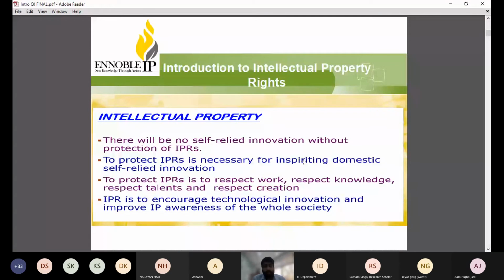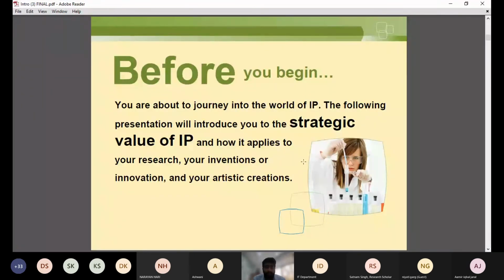And also IP awareness is very much a must in India. If you go out, maybe 1 out of 10 might know what intellectual property is, right? So I can give you a live example. In India, we are only filing around 40 to 50,000 patent applications per year, whereas in terms of population, we are competing with China, and China is filing more than 13 lakh patent applications per year. So now you can imagine how much gap there is in terms of basic knowledge, in terms of awareness about intellectual property rights. Now, before we begin today, we are going to learn about the strategic value of IP.